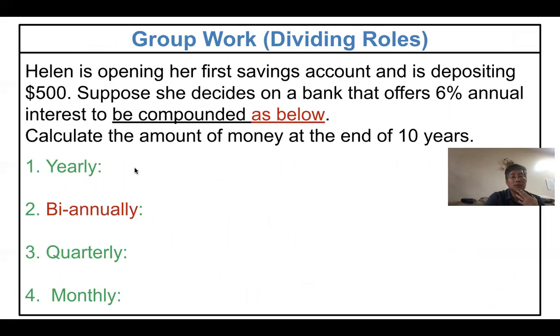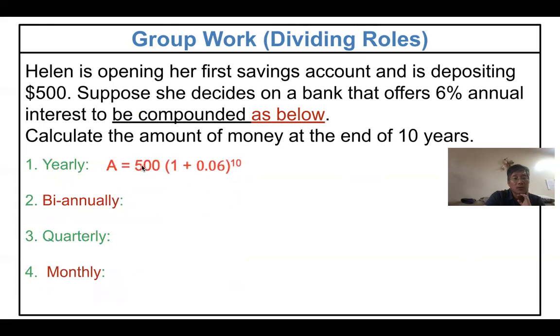So we already did this one, right? Let's try this together. $500 is the beginning amount, and then 6% annual rate. Yearly is compounding once a year, so you don't need to divide, you don't need to multiply the time, right? So how do you do it? 500 times 1 plus 0.06, 6% is 0.06, to the power of 10 years, right? It will be $895.42.